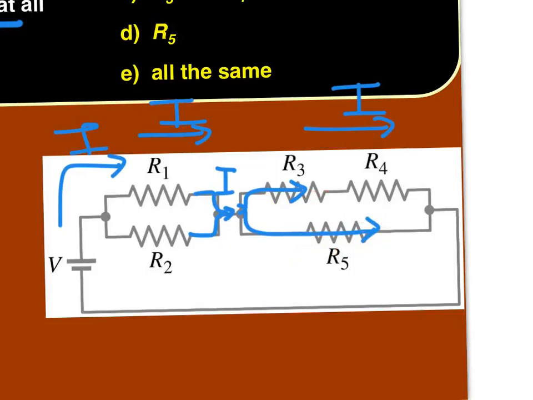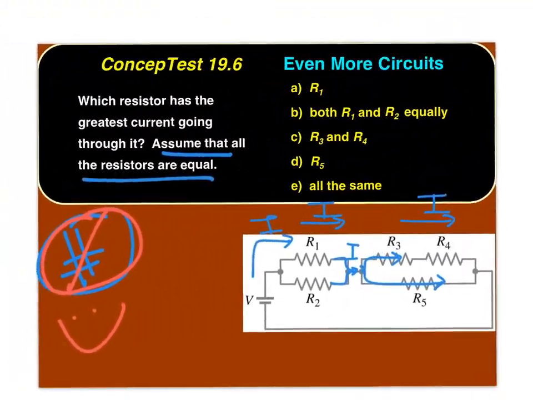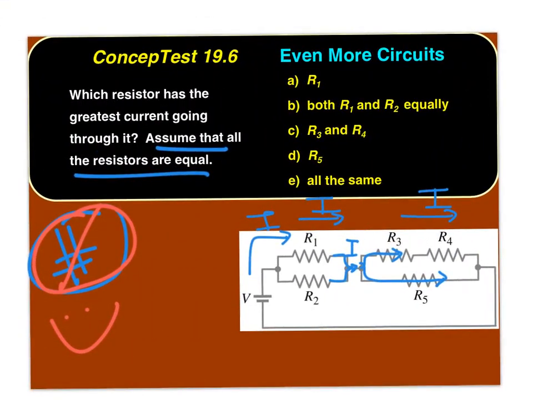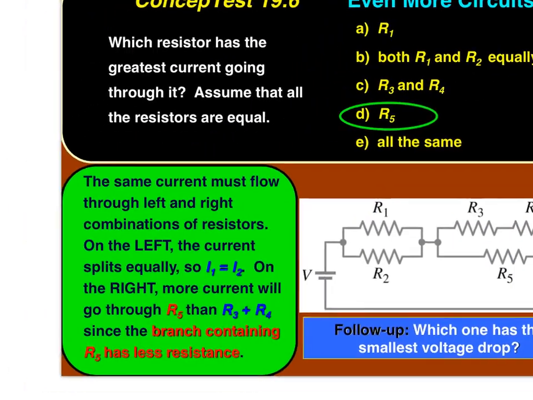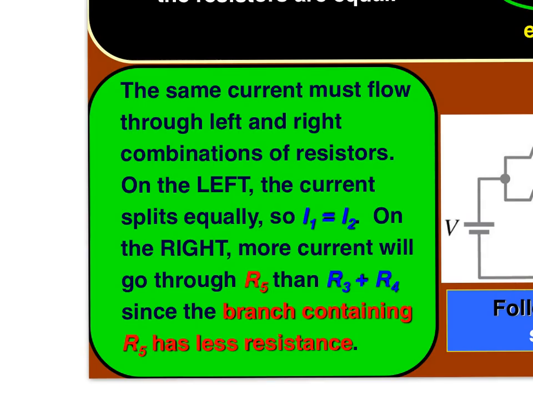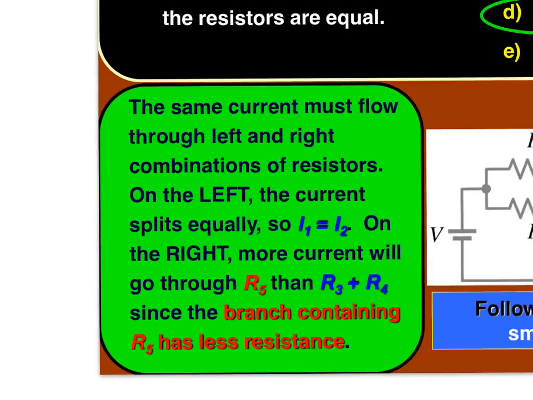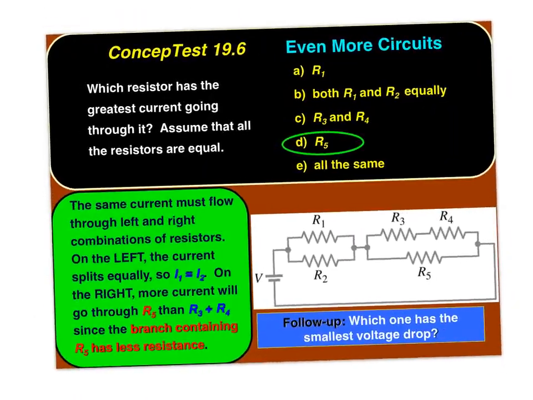So it turns out this one, R sub 5, is the one that's going to get more current than any of the other ones. Look at all those answer choices. You might want to pause and read that. I don't know how they described it, but I think it was similarly.